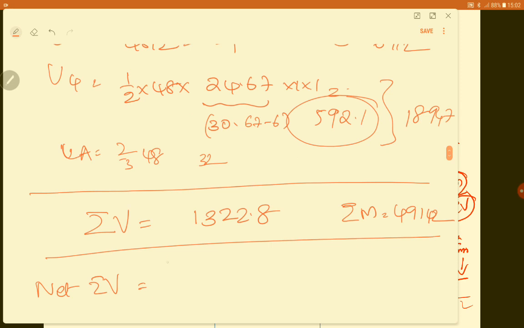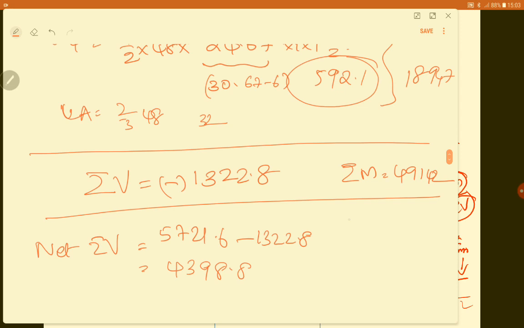Earlier you have found a value, that is 5721.6 minus 1322.8, which will be equal to 4398.8. That is the sigma V value. The M value will be equal to 85, the sigma V value is equal to this one.